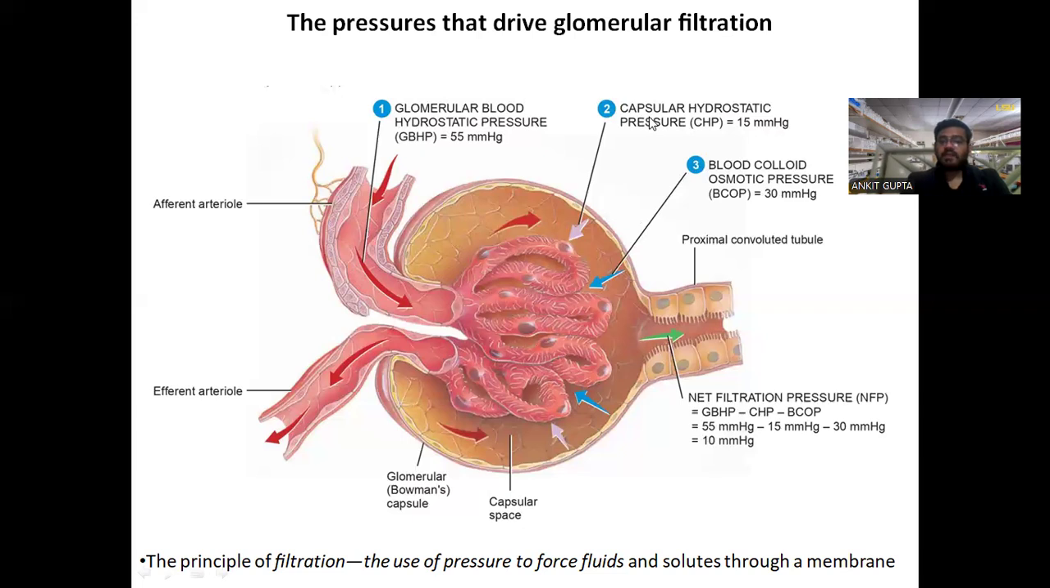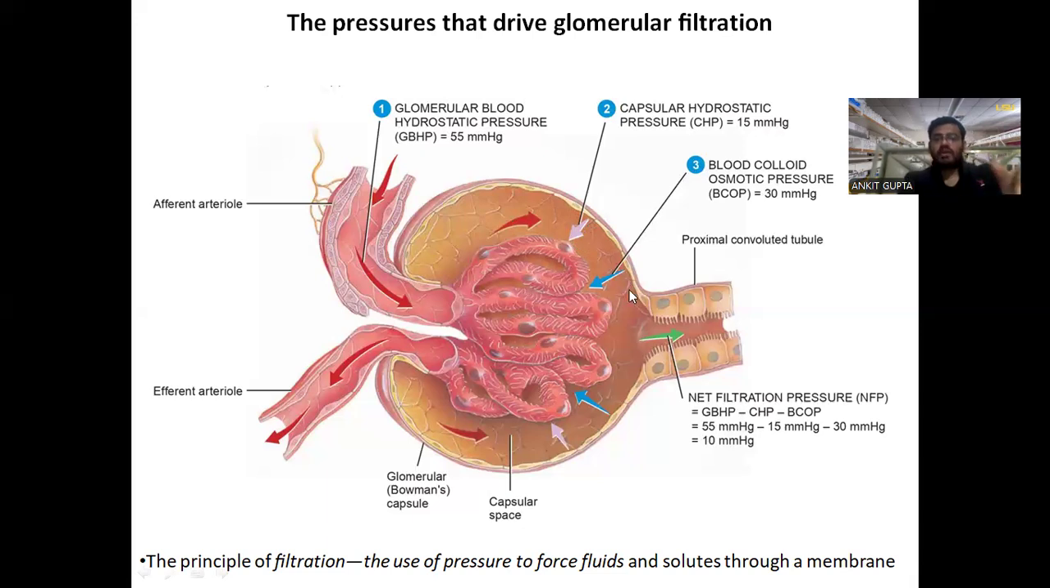Another type of pressure is capsular hydrostatic pressure. This is the pressure exerted by the fluid which is already occupying the Bowman's capsule. This is the Bowman's capsule, and the fluid is already present in it. So that fluid exerts a negative pressure. Again, this is a negative pressure and prevents the filtration process.